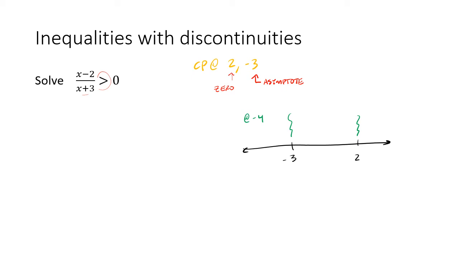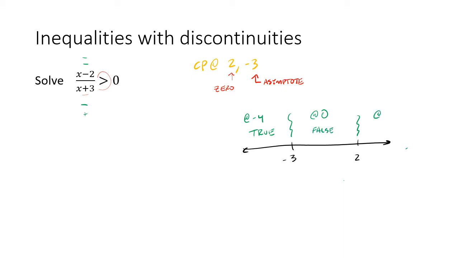So if I plug in negative 4 to the top, I'm going to have a negative. And if I plug in negative 4 to the bottom, I'm going to have a negative. A negative divided by a negative is a positive that is greater than 0, so we're true in this region. If I look at 0, well, 0 minus 2 is negative. 0 plus 3 is positive. Negative divided by a positive is a negative, so that's going to be less than 0, so it's going to be false in the middle.